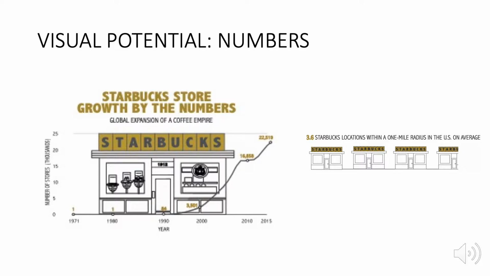I also indicated in gold the value of each node on the line, either next to the node or above the node. The primary purpose of this display is to show the increasing number of Starbucks stores over a period of time.